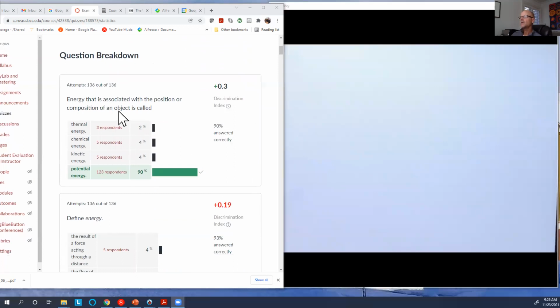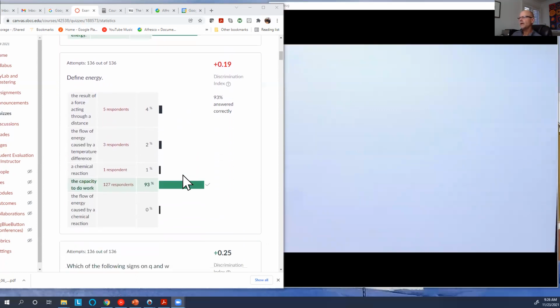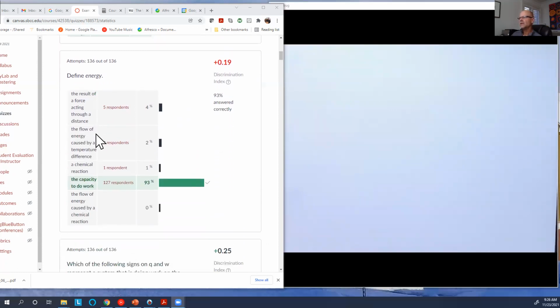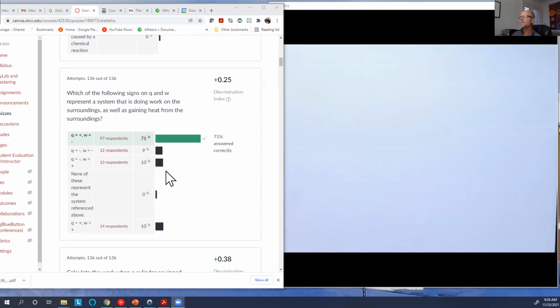First question: energy that is associated with the position or composition of an object is called potential energy. Great job on that. The definition of energy is the capacity to do work. Great job on that. Which of the following signs on Q and W represent a system?